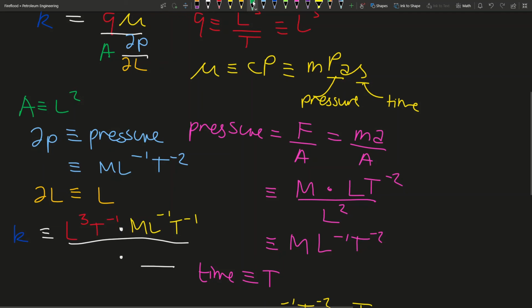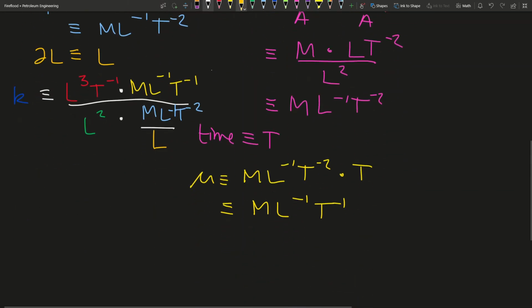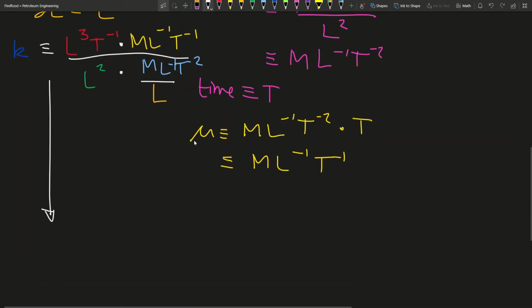So A is L squared. We have here the units of pressure, ML^-1 T^-2. It's a minus 1 by the way. And ∂P over ∂L is just L. Okay, so now putting everything together, let's scoosh down a little bit so we have a little bit more space. Hopefully the scrolling hasn't annoyed you by this point.